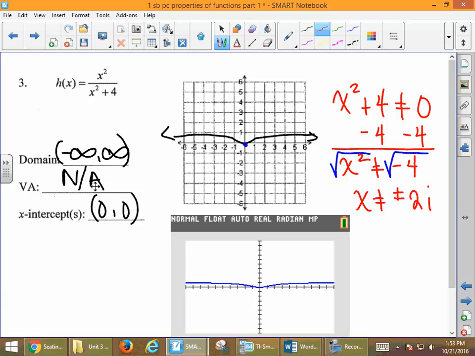Well, when we're dealing with domain, we're dealing with real numbers. So when we get an imaginary, or when we get an error in our table, that's when we have something that needs to be excluded from the domain. And this is not a real number, which is one of the other reasons why that is all real numbers. We looked at domain yesterday. You can look back at that video as well.